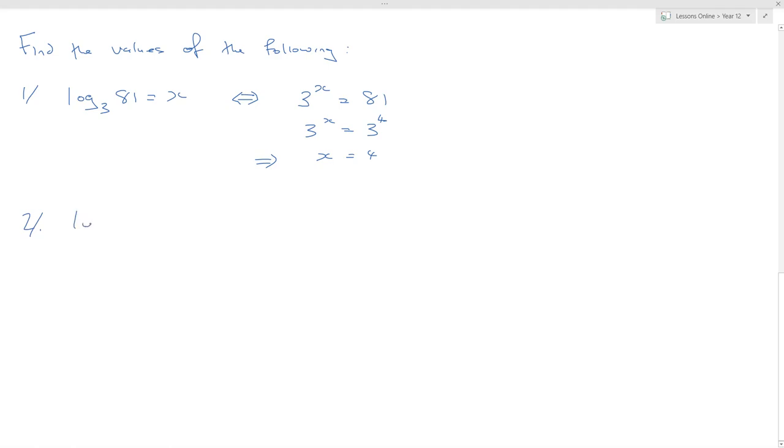Example 2. Log to the base 4 of 0.25 is equal to x. So equivalently we could write 4 to the power of x is equal to 0.25. Now 0.25, how can I rewrite that as a fraction? 1 over 4. Or let's say 4 to the power of x is equal to 4 to the power of minus 1, which implies x is equal to minus 1.